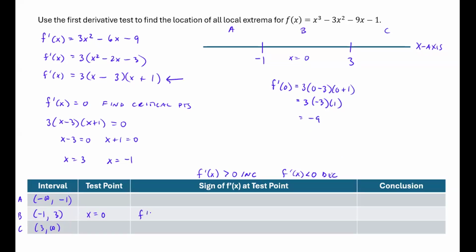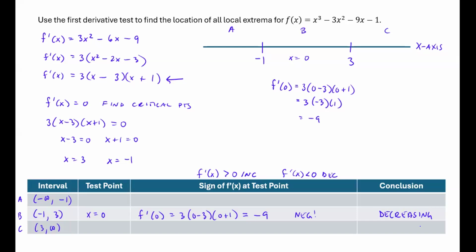So when I calculate f prime at 0, I'll write it out down here, even though I did my work above. This is going to give me negative 9, and that value is negative, which means it's something less than 0. So my conclusion here is that my function should be decreasing on that interval. So my conclusion is that this will be a decreasing interval.